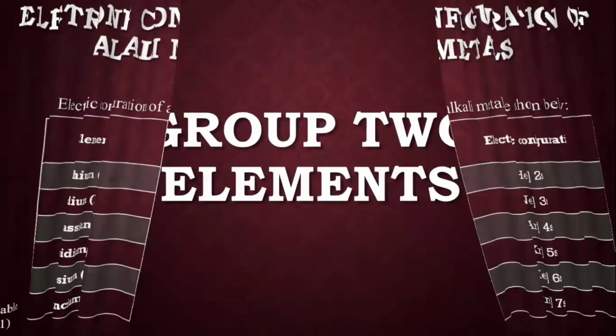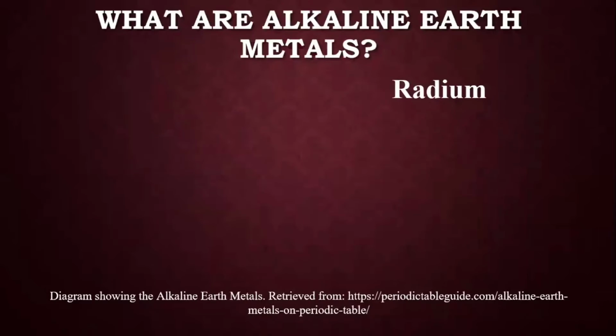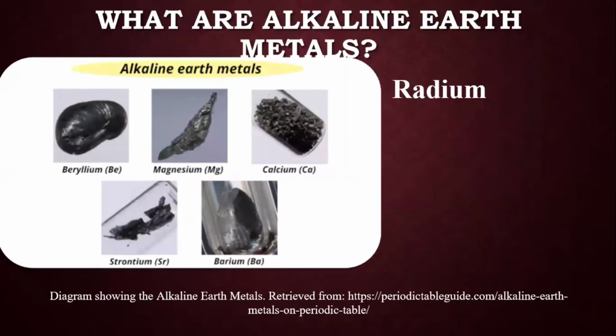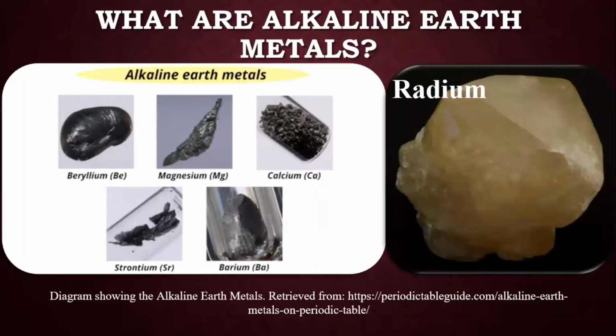Now we'll look at what are group 2 elements. What are alkaline earth metals? Group 2 elements are the alkaline earth metals. It consists of beryllium, magnesium, calcium, strontium, and barium, as shown in the diagram.